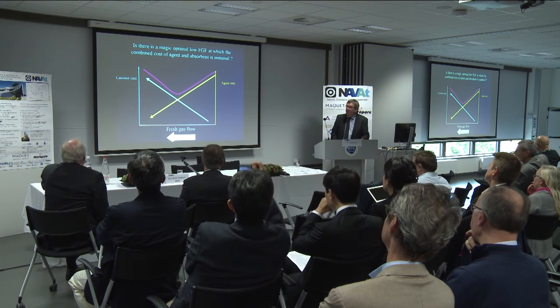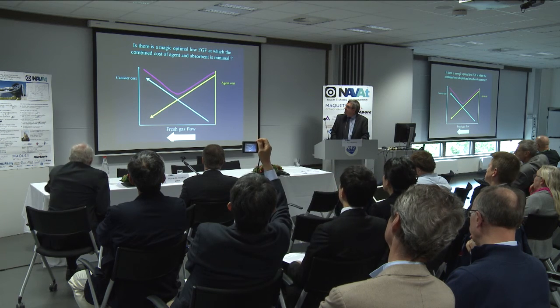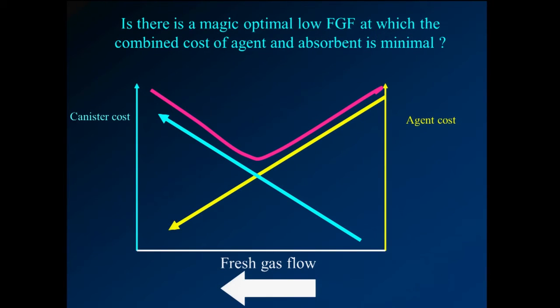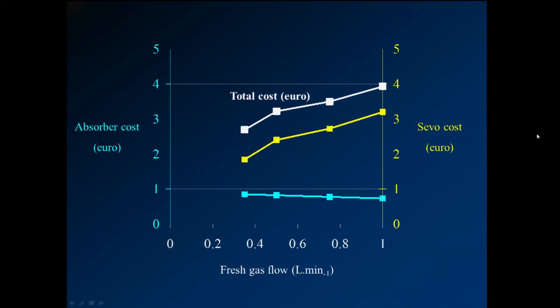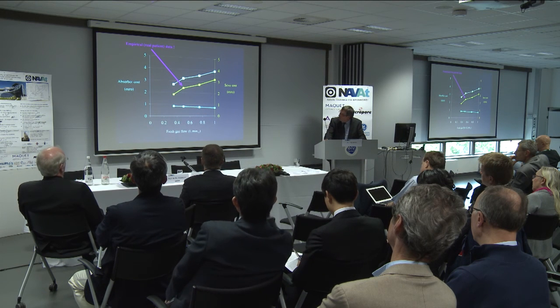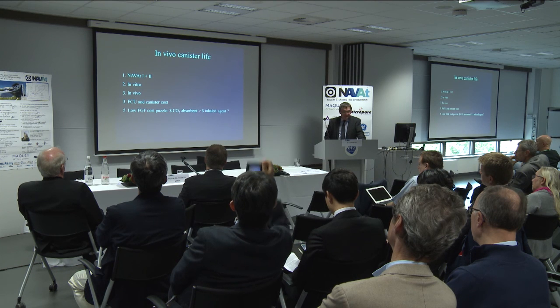And the question is, is there a magic optimal flow at which the combined cost of agent and absorbent is minimal? Well, so far all the cost calculations I did indicate that there is no minimum. This is an example. Little lime, 18 euros, 160 milliliters CO2, 1.5% sevoflurane, 0.39 euros per liter. And you can see that as the fresh gas flow is lowered, the cost of the sevoflurane decreases, but not to the extent that the two cross. And again, notice that there's a little bubble here. That's just because these are empirical data.